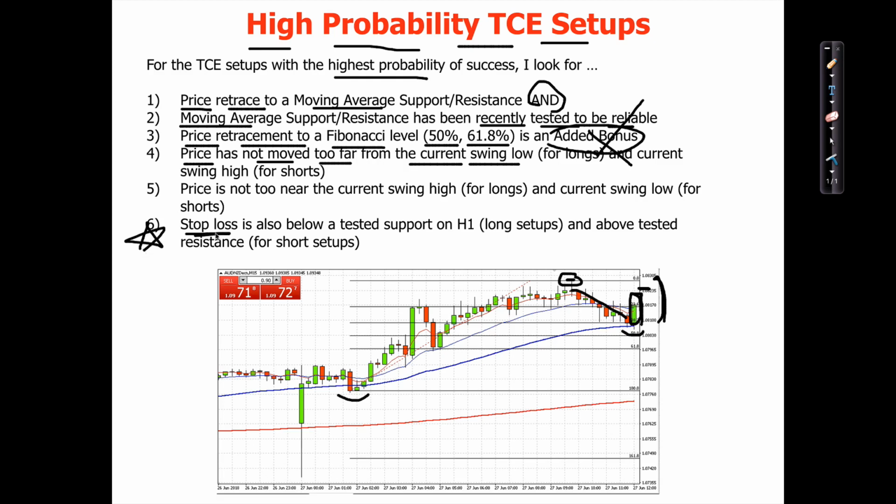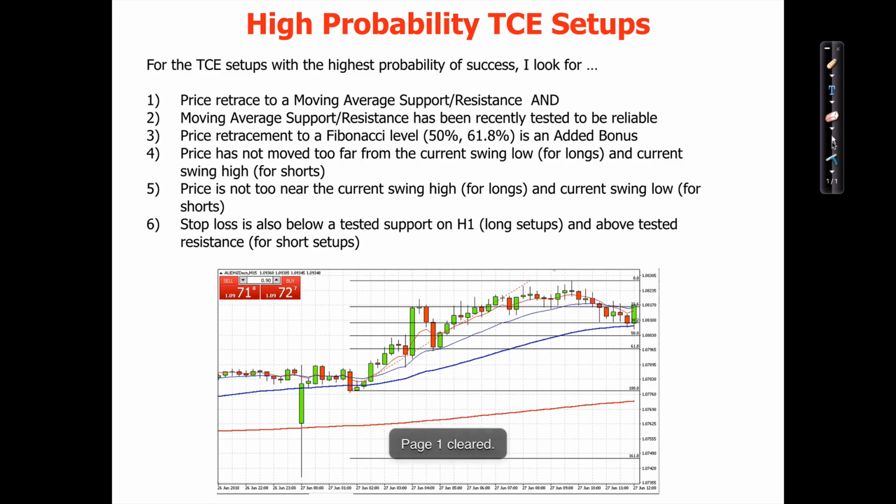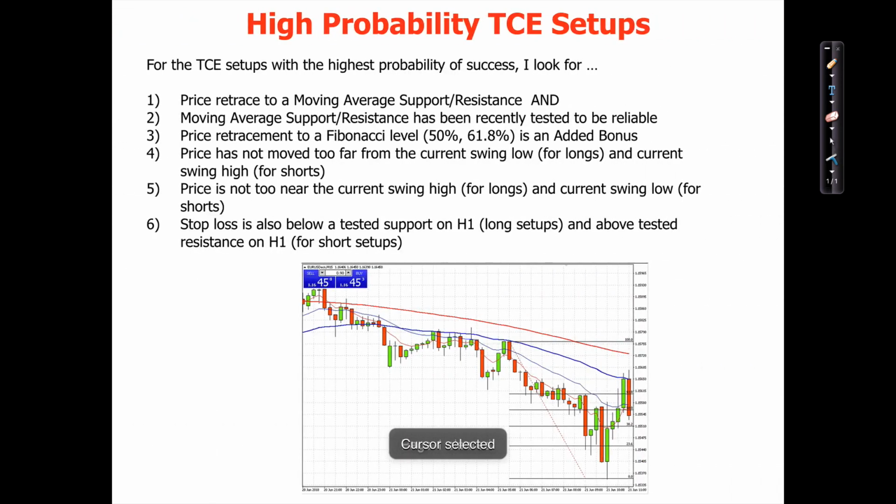The stop loss that you want to place must be below a tested support level on M15 and on H1. And again, if you're trading on H1, it must be below a tested support on H4. And for short setups, the stop loss must be above a tested resistance. All right, so please print this out and burn it in your brain. Really, really important. Okay.